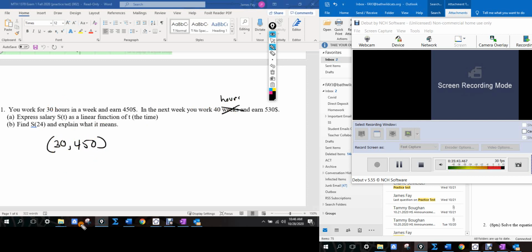But 30 hours and $450 is my ordered pair, right? All ordered pairs are going to be a number of hours, comma, an amount of money. The next one is 40, comma, 530, right? It says a linear function. Well, linear functions, I'm going to say S of t, eventually is what they want me to use. But a linear function is this, right? So I need a slope, and I'm going to take 530 minus 450, that gives me 80.